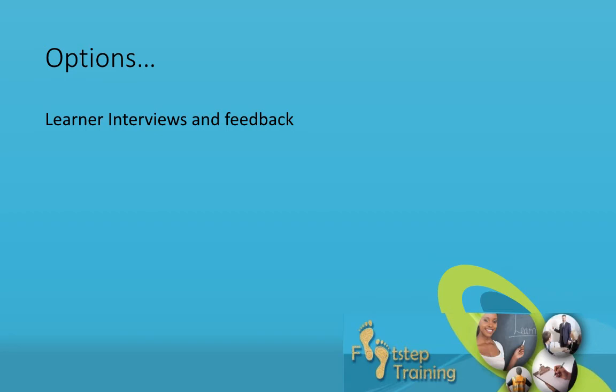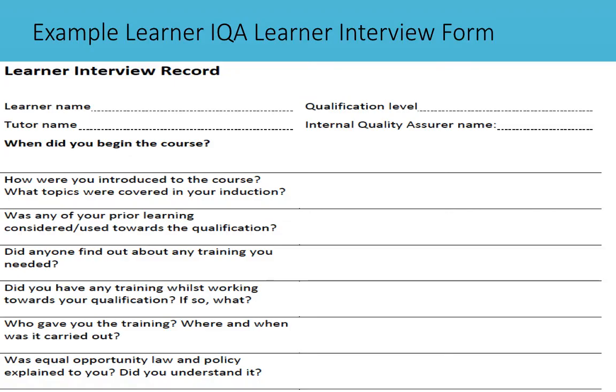You can record your learner interviews on a form such as this one. Again, this is just a portion of the top half of an example form. And again, you've got the same kind of makeup as the other forms we've already seen, in that you've got the learner's name, the qualification they're on, and so on. And then you've also got questions down the left hand side that you would put to the learners to see if they understand the kind of course they're on, how they were introduced to the course, how they ended up coming on the course, what they've been told, and so on.